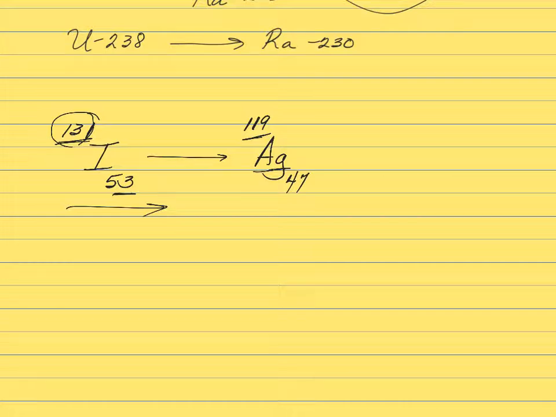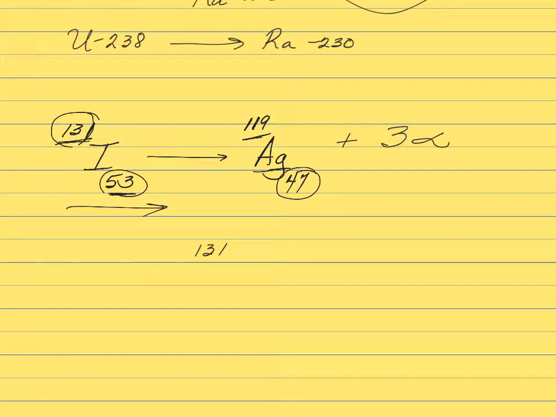How many alpha particles? What happened to the atomic number? 3 alpha particles were released. How many? 3. 3 of them. How do you know that? Because when you subtract 4 from 131 three times, you get 119. There you go. That's the reasoning.